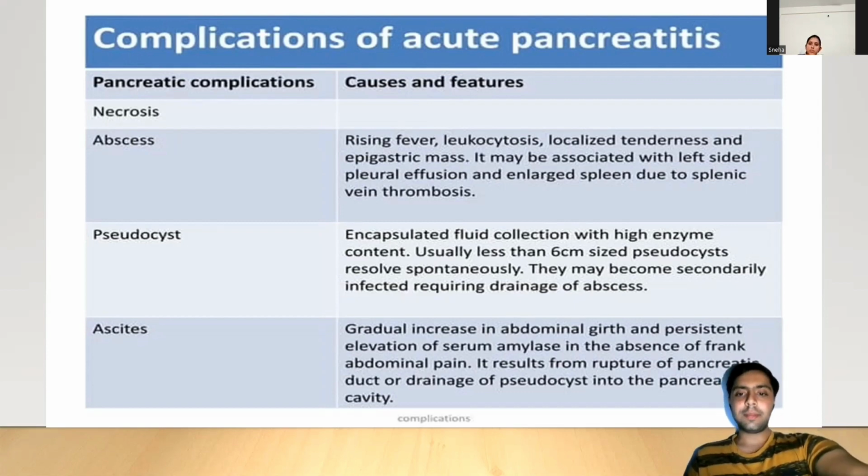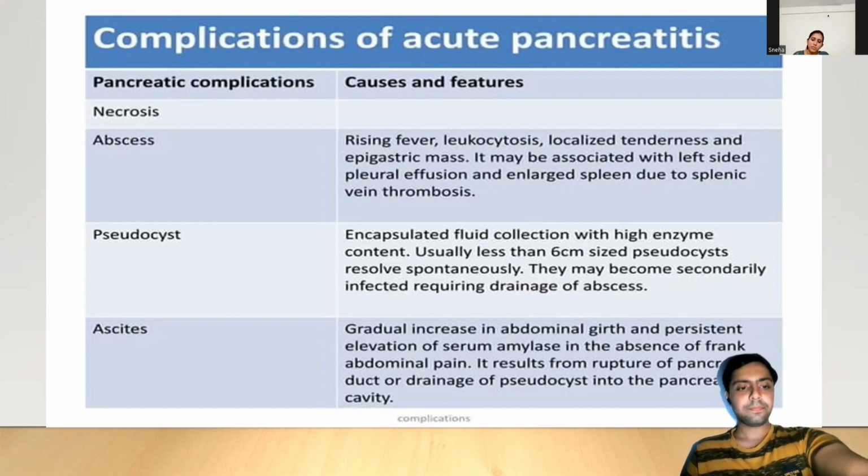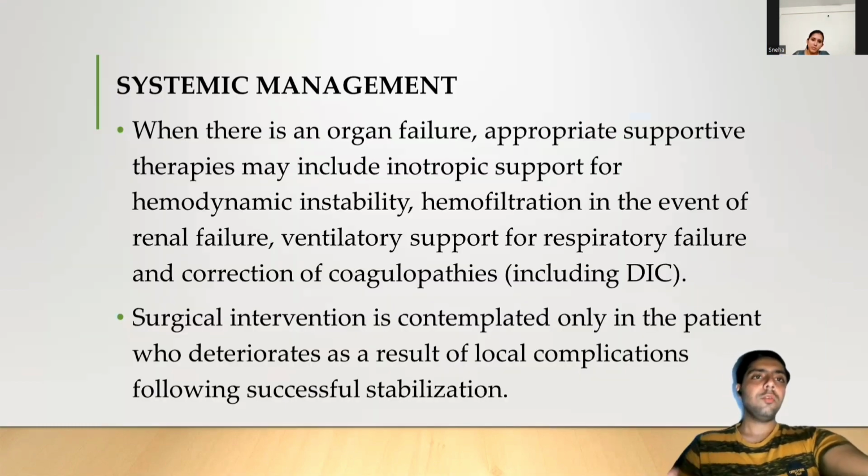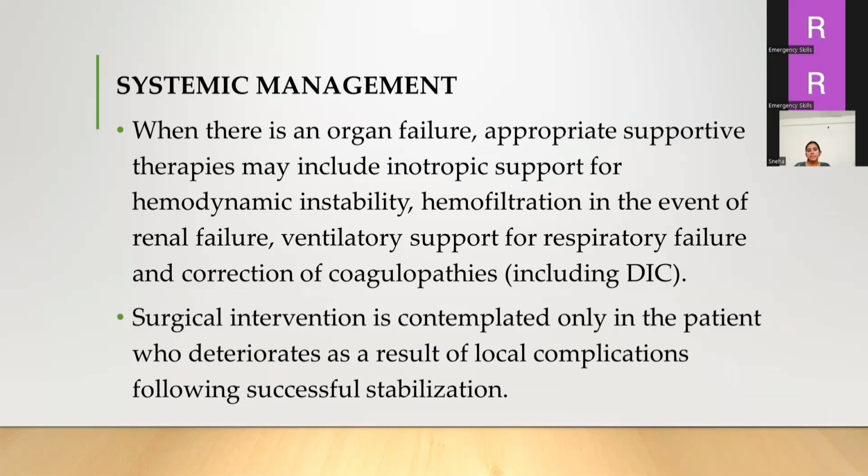Ascites. Ascites can be seen because of the pancreatic rupture. Basically, permeability will be increasing. There is leakage from the pancreatic duct, or there can be a drainage of the pseudocyst into the peritoneal cavity, which will cause ascites. Then, how will you manage? Systemic management. The organ failure.